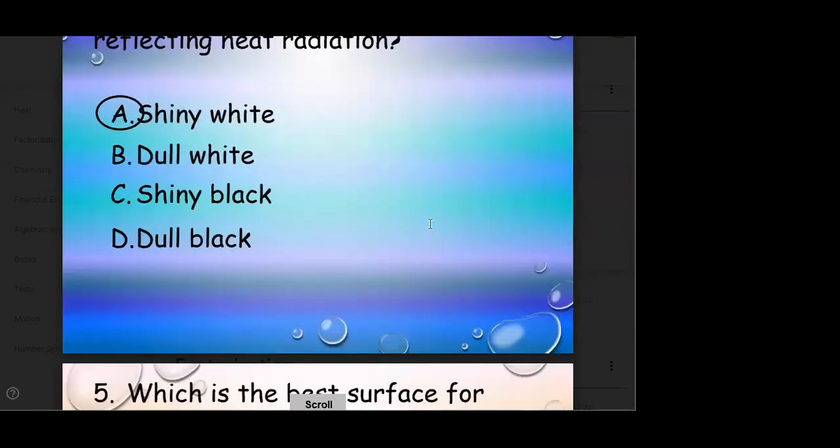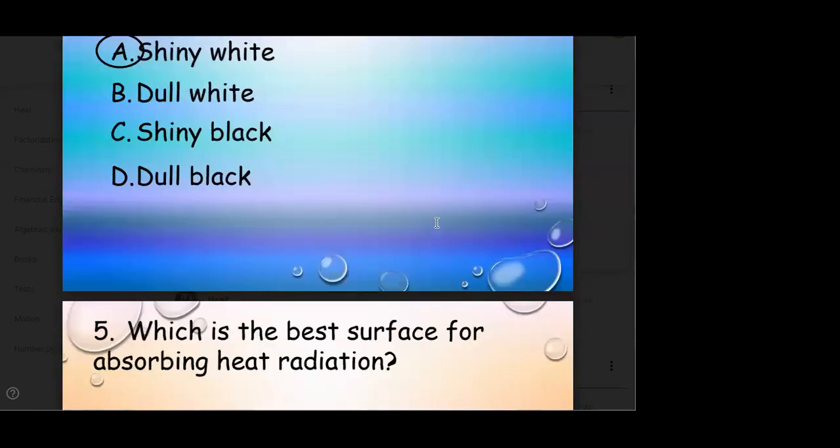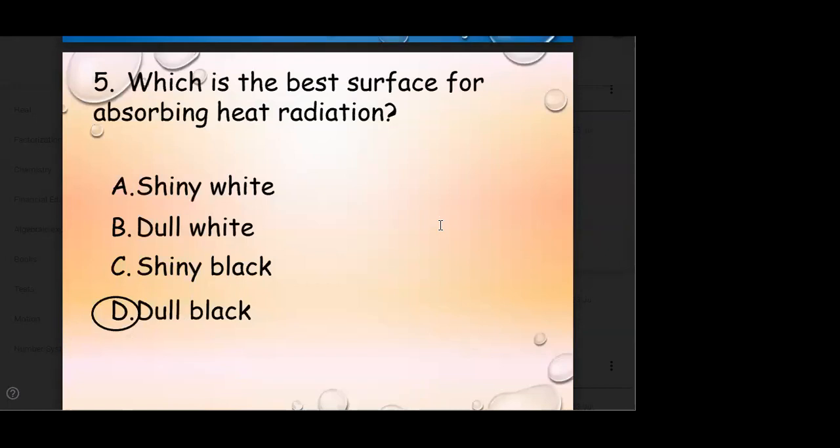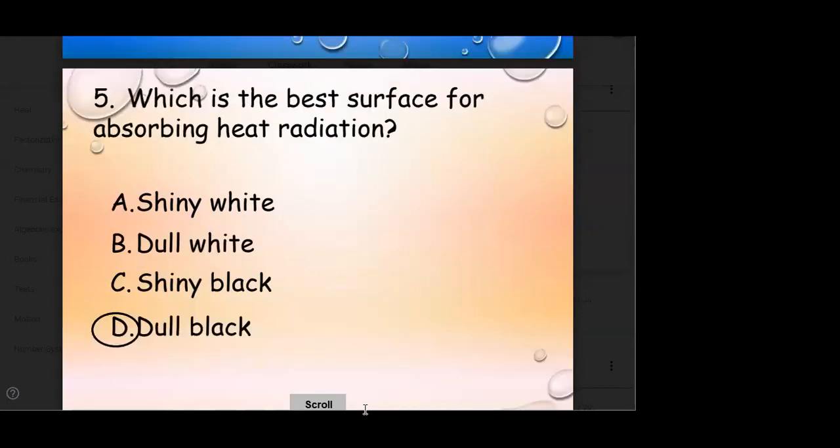Okay, last question. Which is the best surface for absorbing heat radiation? Dull black. Very good. So according to your syllabus, the chapter is finished. But this is only one topic. There's one last topic. So I guess till now we have understood the basic idea of heat transfer and calorimetry. Yes or no? Yes.